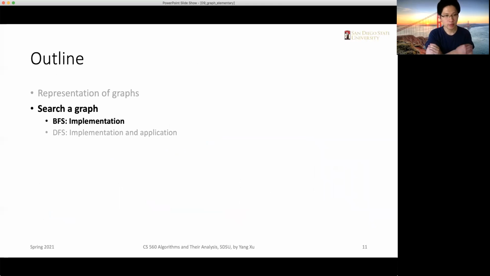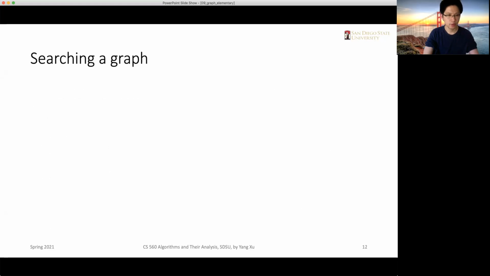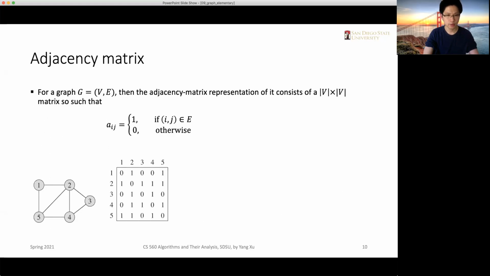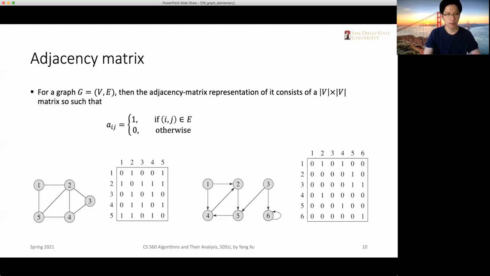So that's pretty much how to represent a basic graph data structure. I think I will end the class here. We'll not go too deep into the searching algorithms. These will be the parts that we start after the second midterm.